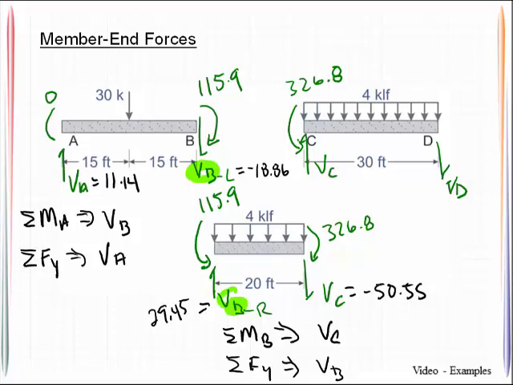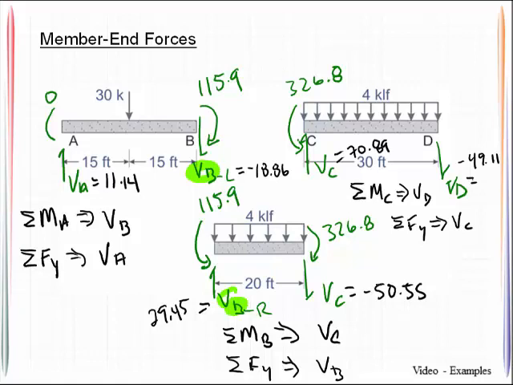And then lastly, if I would sum moments about point C, that would get me the shear at D. If I would sum forces at Y, that would get me the shear at C. And these are the values that it would compute out to be: negative 49.11, and shear at C is positive 70.89.